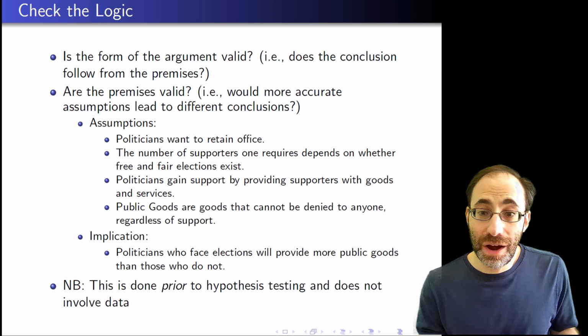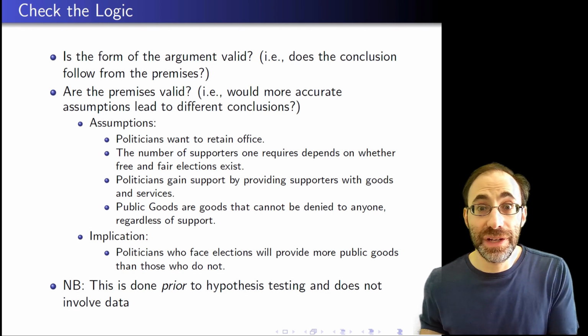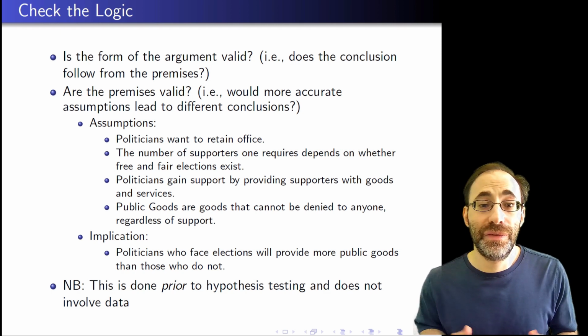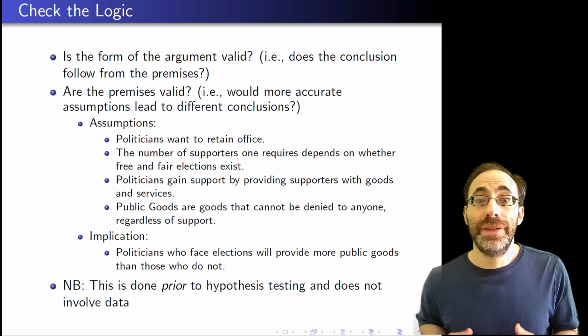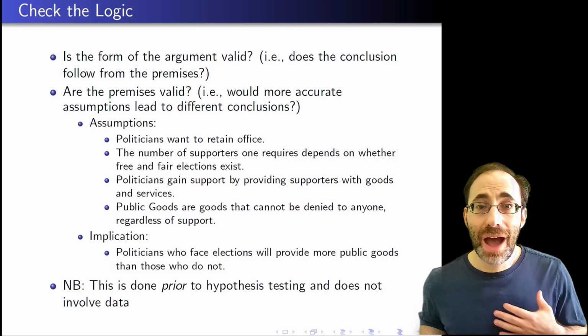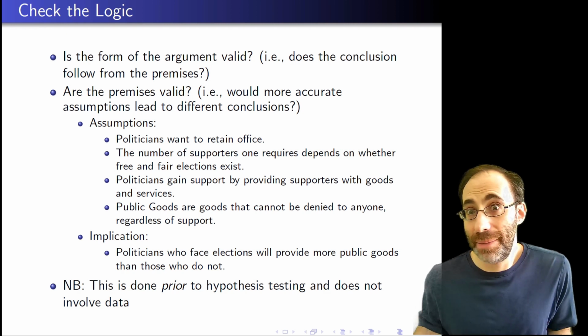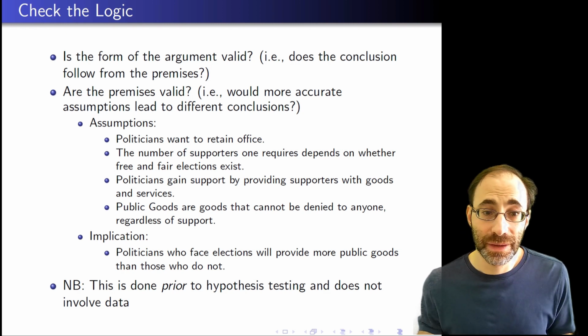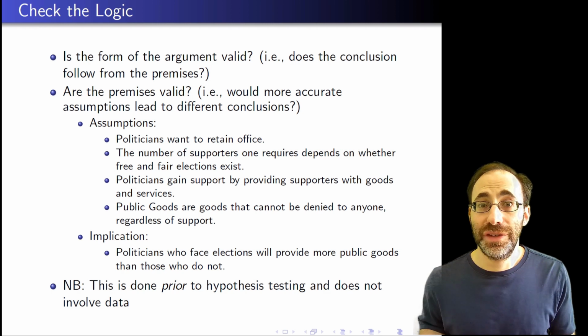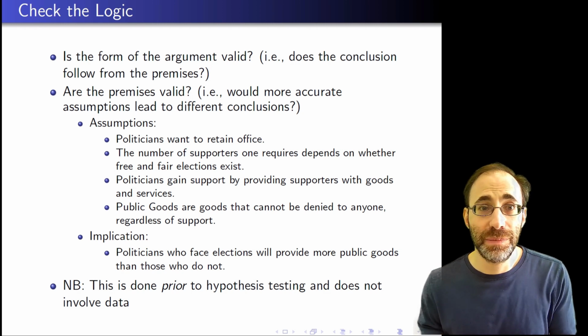The number of supporters one requires to get reelected, to stay in office, depends on whether free and fair elections exist. That is certainly factually true. How one stays in office depends on the electoral system in place or the presence or absence of an electoral system in the first place. Right? So who you have to have support you to stay in office will depend on the system of government in place. That's just true.